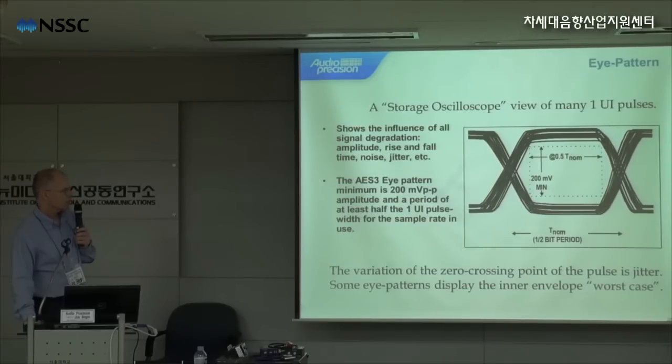You can see how there are many samples overlain here, and they're not one on top of the other. The variations of the zero crossing point are the pulse's jitter. Some eye patterns display the inner envelope, which is the worst case.